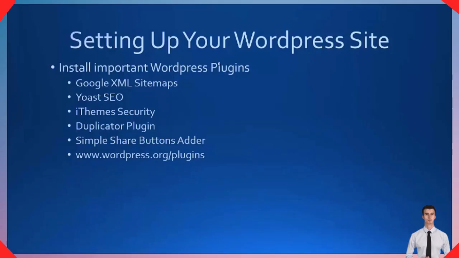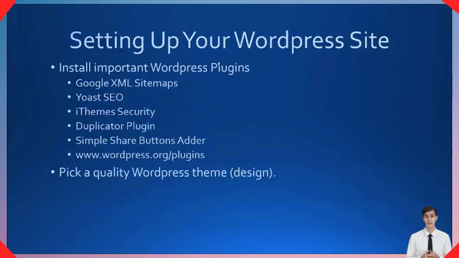Again, Google XML Sitemaps, Yoast SEO, iTheme Security, the Duplicator plugin, the Simple Share Buttons adder. Another good one for social sharing buttons is DigDig if you don't like the Simple Share Buttons adder. And you can go to wordpress.org/plugins and find some other ones. You could just do a simple search on wordpress.org/plugins, or you can do it straight from the back end of your WordPress site to install these as well. Just click on plugins, and then you can do a search for each of these plugins in the back end of your WordPress site. It makes it very easy and seamless to do an installation right there on the plugins that you choose.